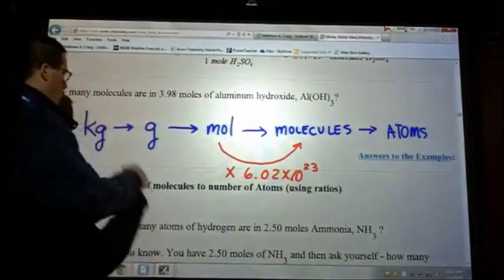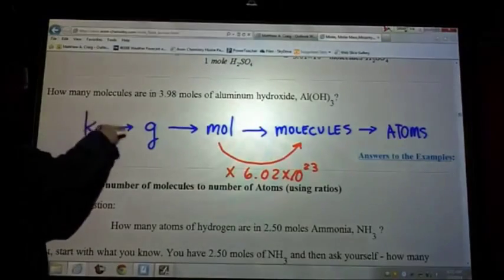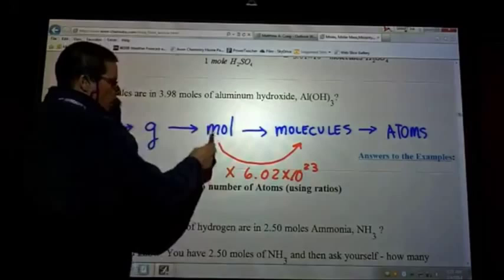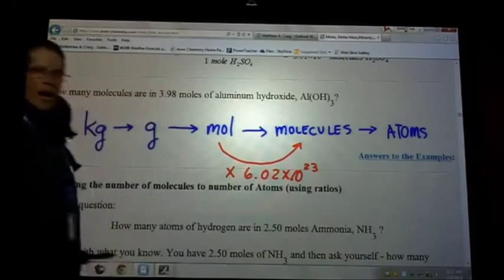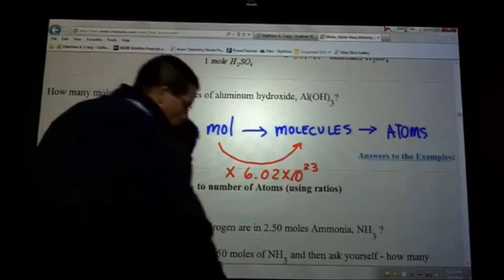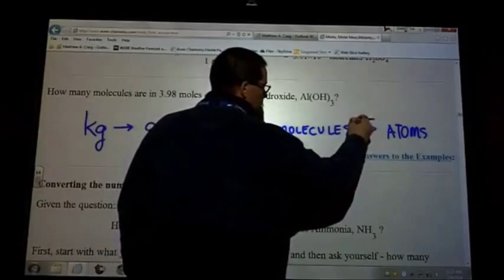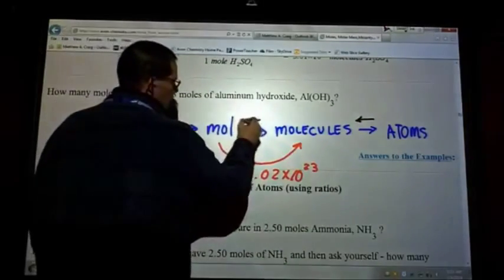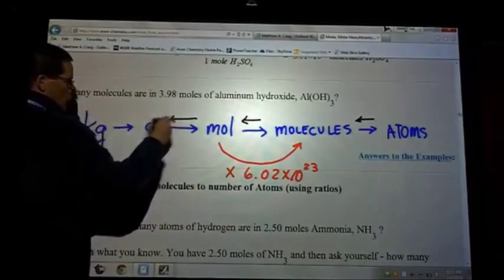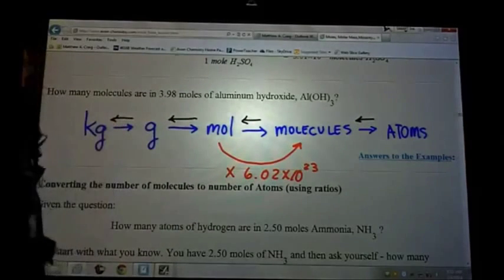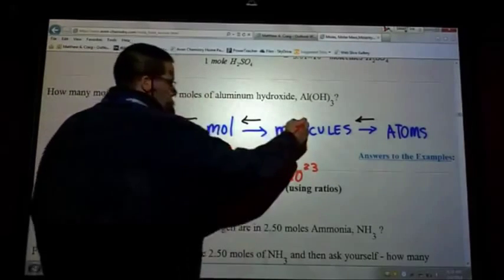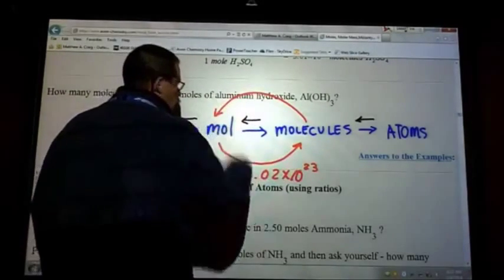So if I am converting from kilograms to grams, grams to moles, moles to molecules, molecules to atoms, when I go from moles to molecules, I'll multiply by Avogadro's number. If I'm moving in the opposite direction, say I start with atoms and I'm looking for kilograms, then I would obviously do my conversions in the reverse direction. If that were the case, I would have molecules and convert to moles.